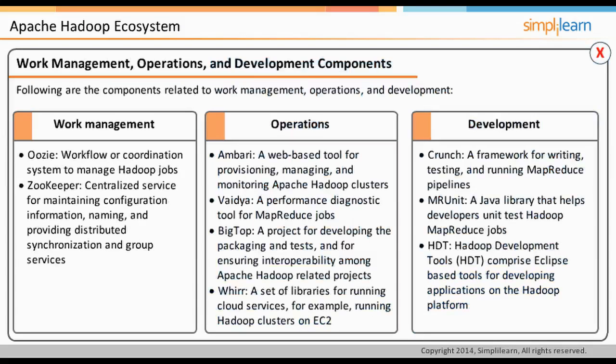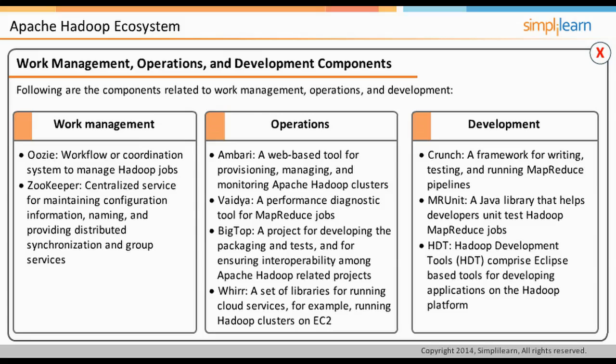Now let us discuss the components related to work management, operations, and development. The work management components of the Hadoop ecosystem are Oozie and Zookeeper. Oozie is a workflow or coordination system that helps to manage Hadoop jobs. Zookeeper is a centralized service for maintaining configuration information, naming, and providing distributed synchronization and group services.